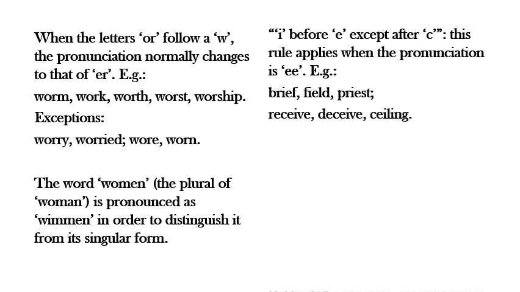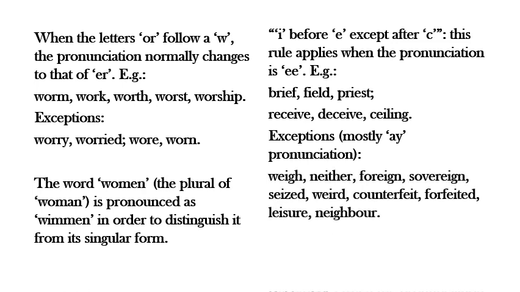Also, now after the C, it's now EI. Receive, deceive, or ceiling. All three of those. That's I before E except after C. However, you have exceptions. And in most cases of the exceptions, the pronunciation of the EI is sort of an A sound. Let's take a look at the list.